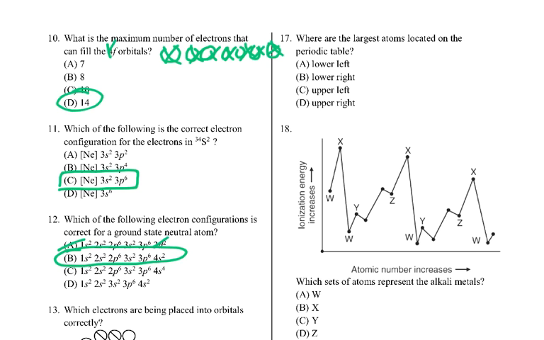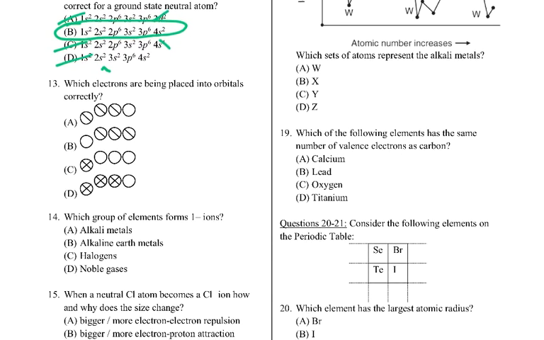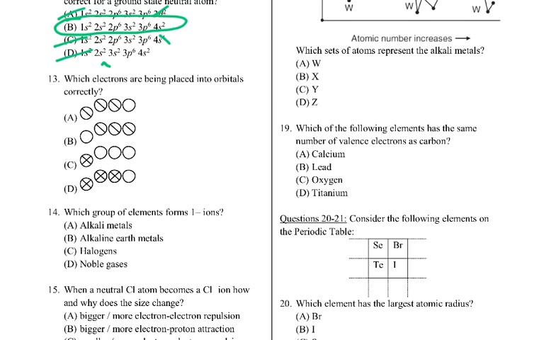Let's double check. C, 1s2, 2s2, 2p6, 3s2, 3p6, 4s4. You can't fit 4 electrons in the s orbital, so that's no good. And 1s2, 2s2, 2p6. We're missing the 2p6, so that's not good either. So the only one that could be correct there is answer B.